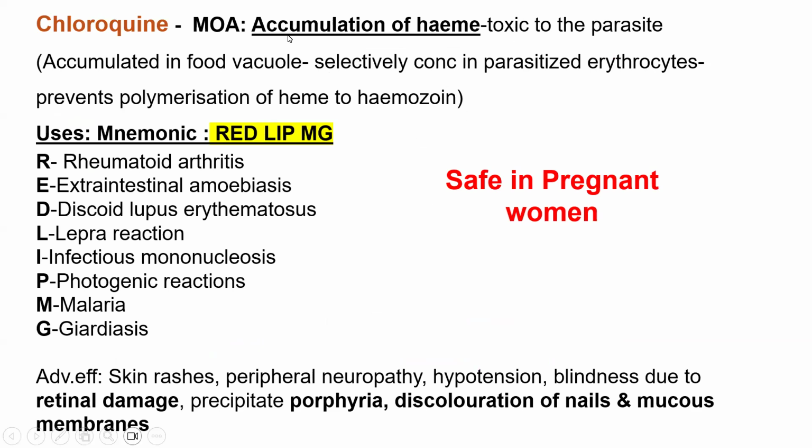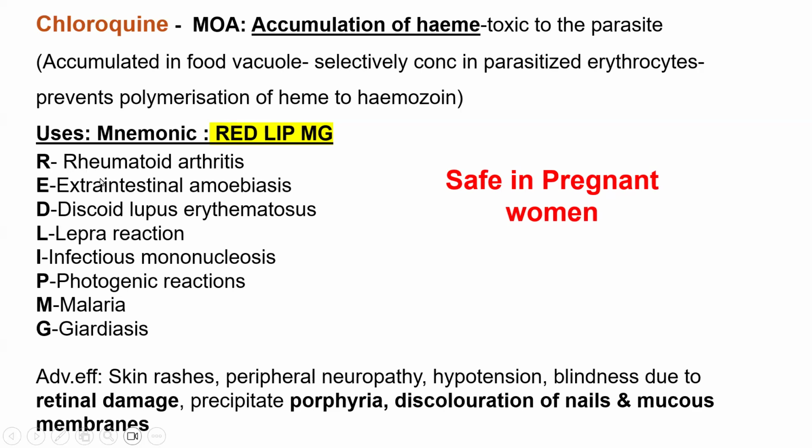So remember, at least chloroquine means accumulation of heme, which is toxic to the parasite. Okay. So, mnemonic for other uses. Chloroquine is not only used in malaria. The other uses of chloroquine are very important. Remember as RED LIP MG. RED LIP MG. So what is RED?